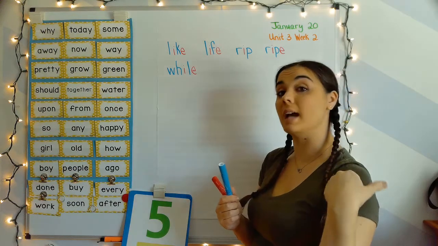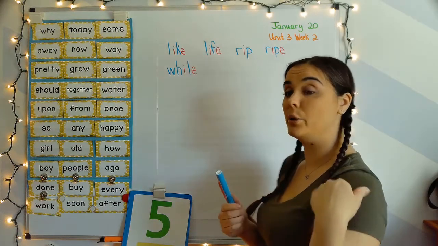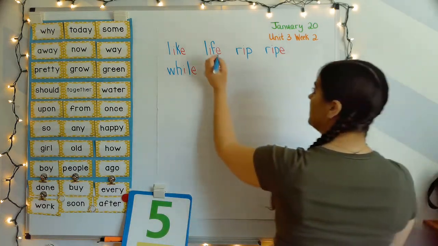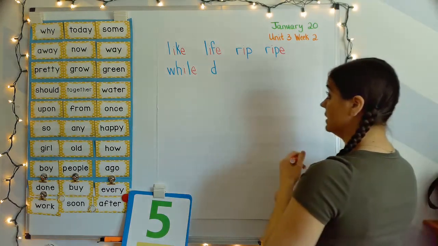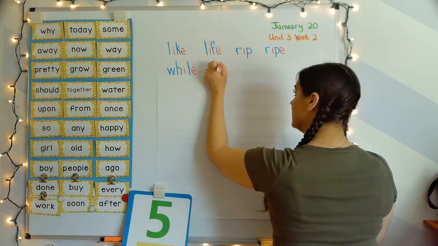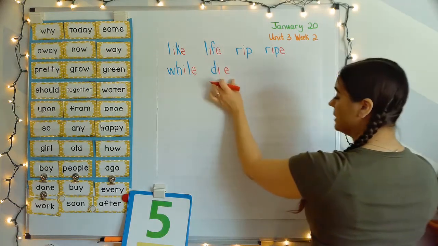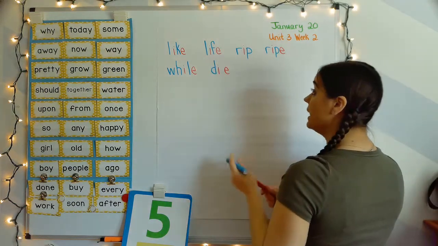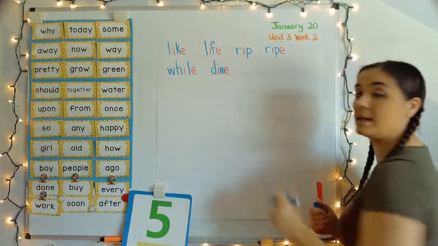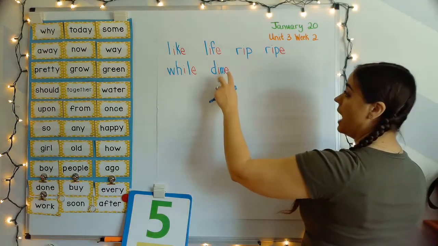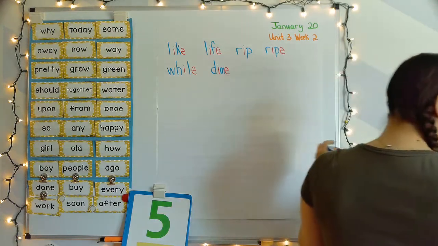Next word, dime. Your turn. I, dime. D says da. I blank E says I. M says mm. I'm, dime.